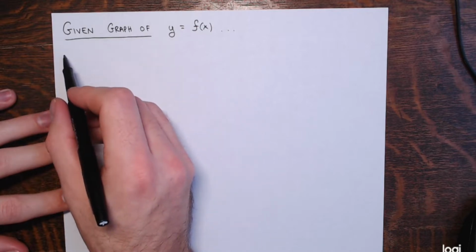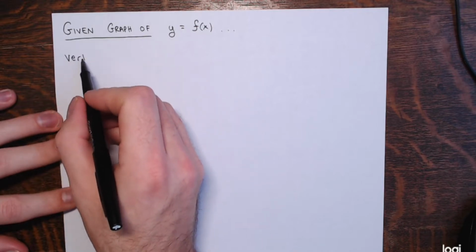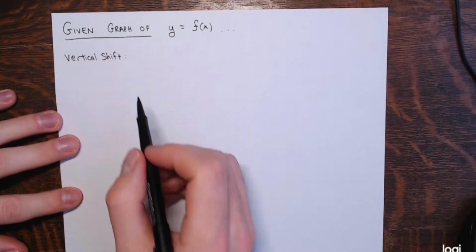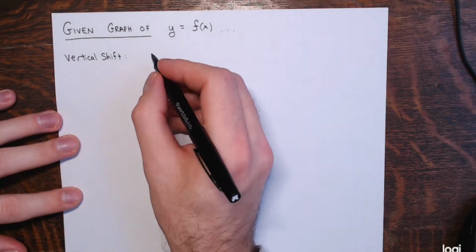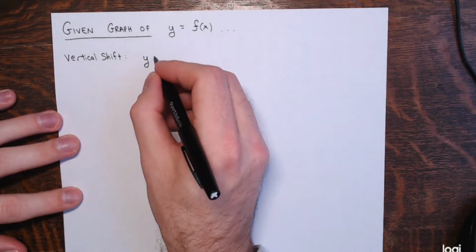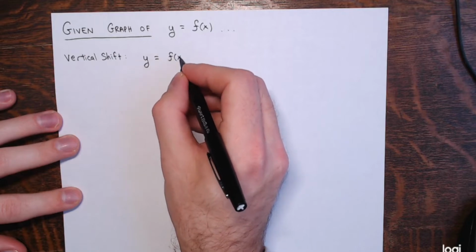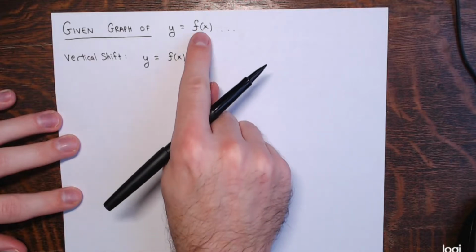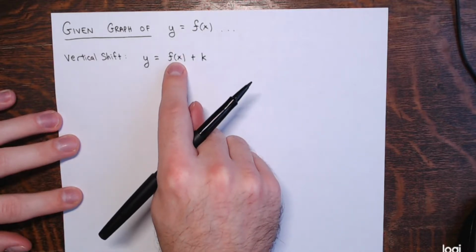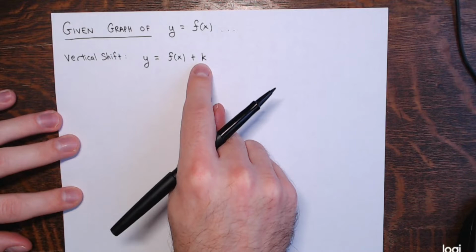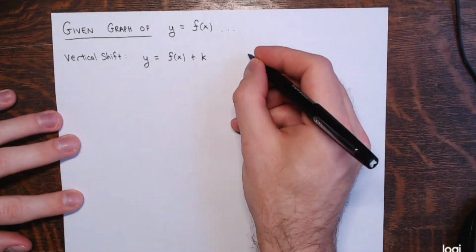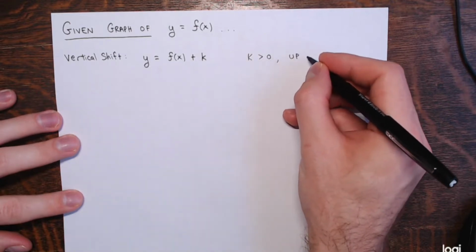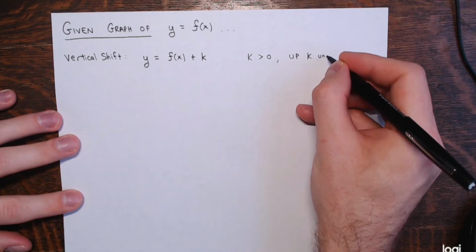you've got your vertical shifts. You've got vertical shift where the graph of y equals f of x plus k. So you leave the rule the way it is and just simply add a number to it. If k is positive, you just move up k. You shift up k units.